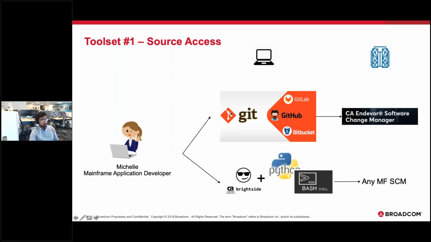That allows the developers to have their freedom when it comes to accessing the source code using an interface that they love, which is Git today. But all of the source code, your processes that are in play on the mainframe continue to remain in an SCM like Endeavor. Now, another approach, if you're not on Endeavor, if you're not on some other SCM on the mainframe, of course, Brightside can help with that, along with modern scripting languages like Python and Bash and Shell. That can help developers with accessing the source code on the mainframe on other SCMs.